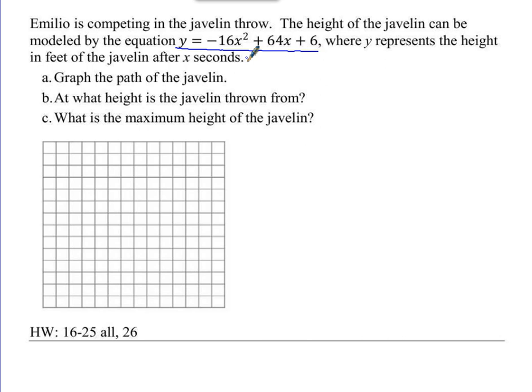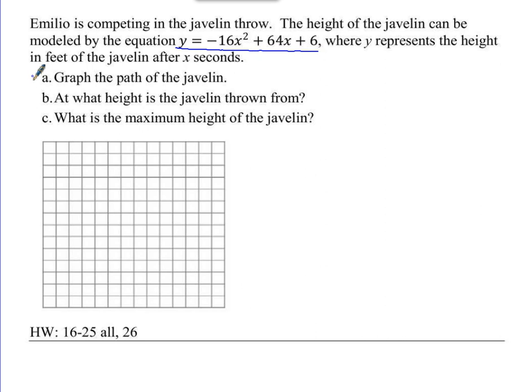Now, these are big numbers, but we know some things about this already. Which way does this open? It opens down. What is the y-intercept? 6. Why is the y-intercept 6, do you think? The javelin is just floating? Yeah, because the person who's throwing it, Emilio, is probably 6 feet tall. That's exactly right. Good. Okay, so graph the path of the javelin.